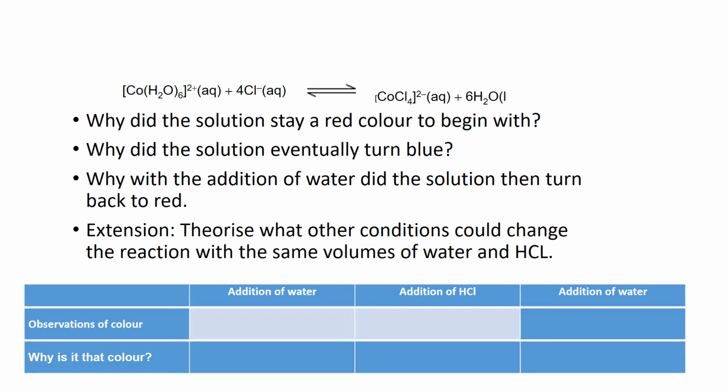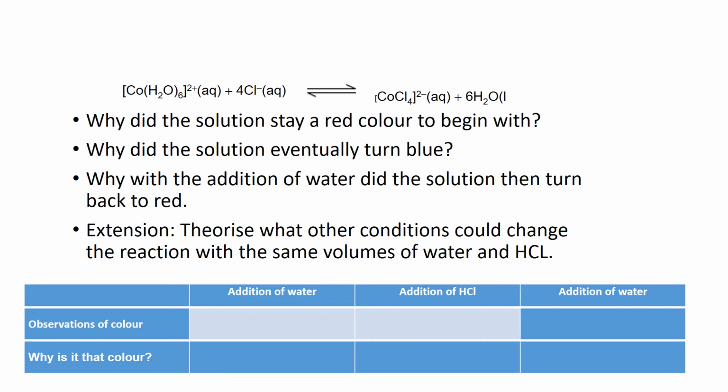So questions though for this: why did the solution stay a red color to begin with? Why did the solution eventually turn blue? Why, with the addition of water, did the solution then turn back to red? So it was red, and then we added hydrochloric acid, and it went blue, and then it turned back to red. Okay, so what is going on there? So why is it that color? So why is it that one, and then why is it that one?